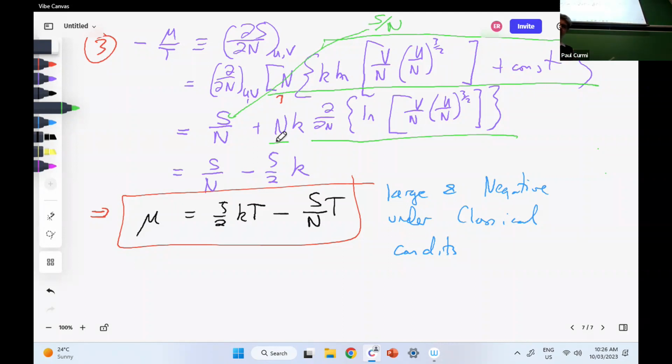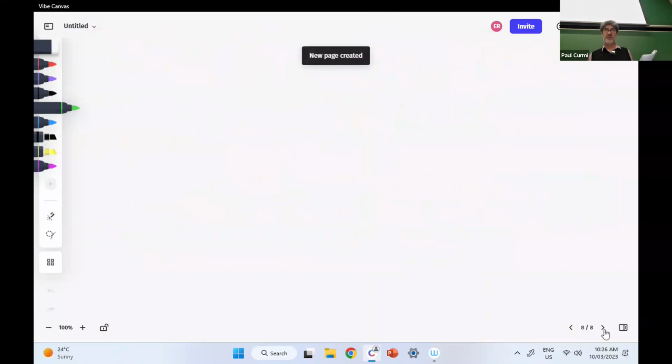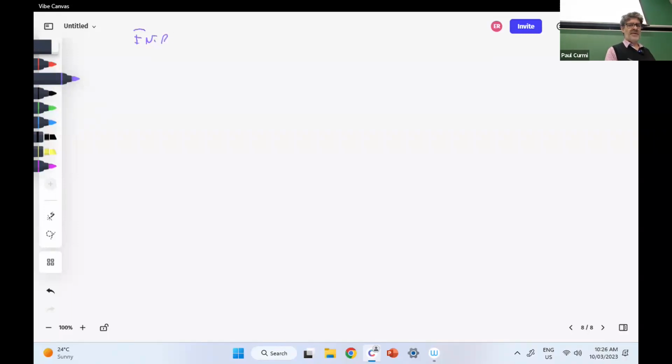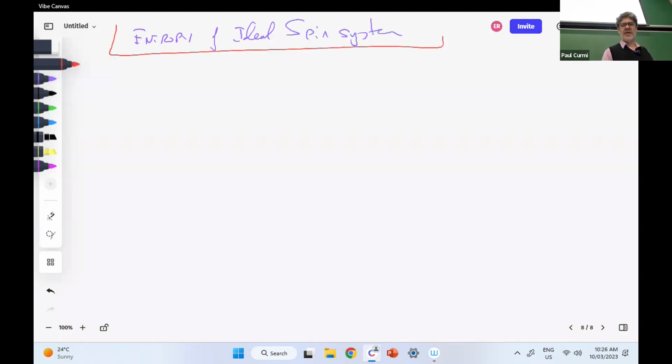Okay, so now I go to the spin system. Good. Any questions about that? This stuff is more fun. Entropy of the ideal spin system. This is my toy model number 2.